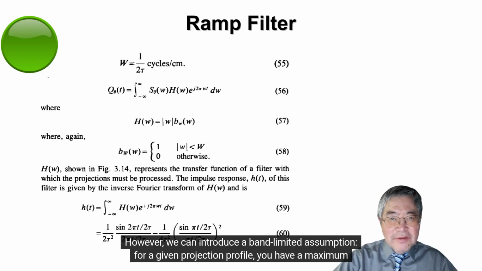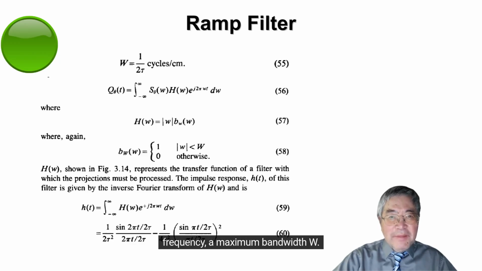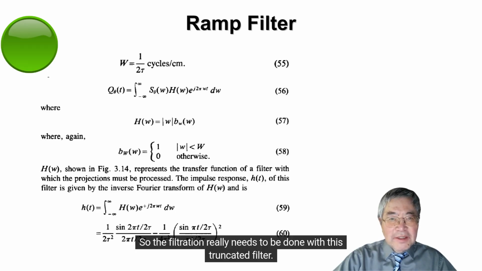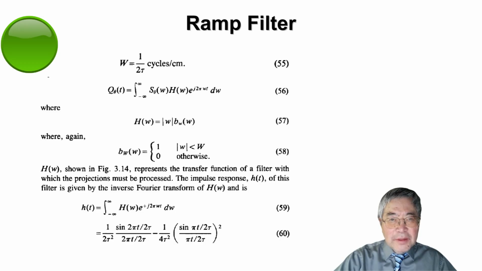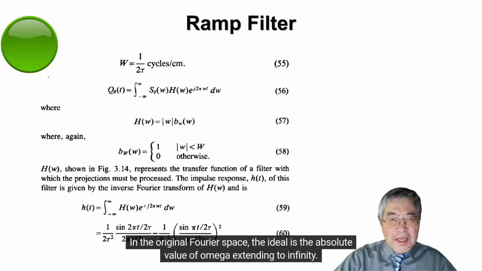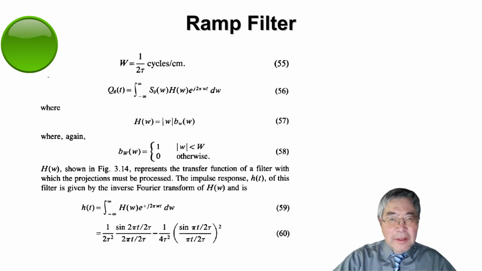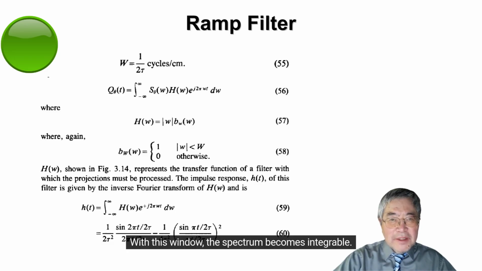For a given projection profile, you have a maximum frequency, a maximum bandwidth W. So the filtration really needs to be done with this truncated filter. In the original Fourier space, the ideal is the absolute value of omega extending to infinity. We assume a maximum bandwidth capital W. Outside that, nothing is meaningful for the data. With this window, the spectrum becomes integrable.